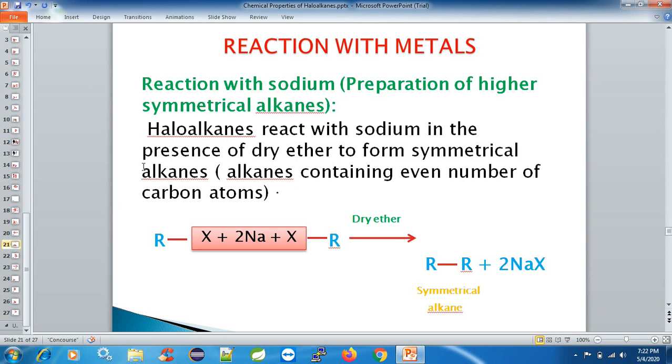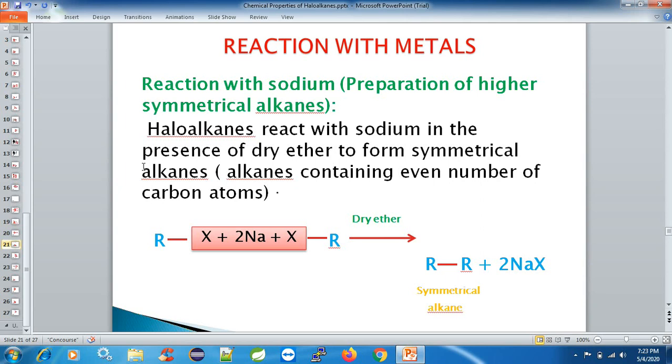In my previous session, I was discussing the chemical properties of haloalkanes or alkyl halides, that is nucleophilic substitution reaction and elimination reaction shown by alkyl halides or haloalkanes. Today also I will discuss the chemical properties of haloalkanes or alkyl halides, that is reaction with metals. How alkyl halides or haloalkanes are reacting with metals.